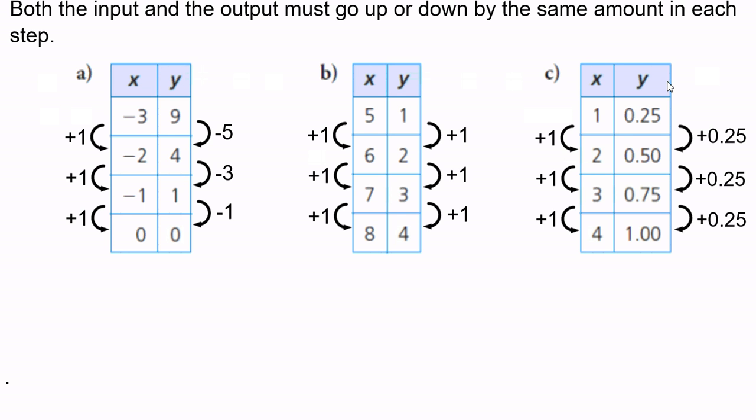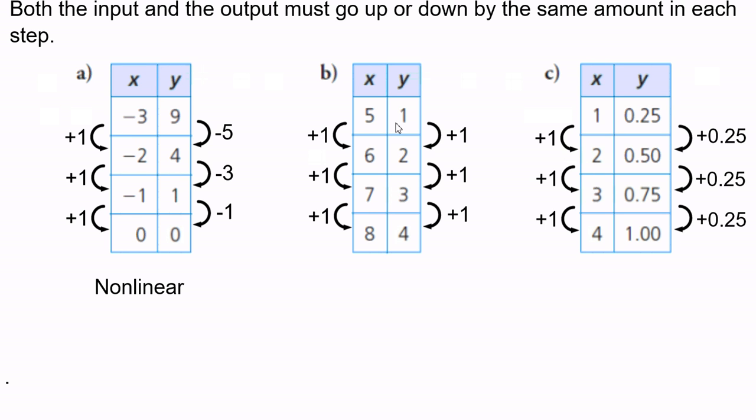When I look at these, I want to go back and look at the definition of a linear table. They go up or down by the same amount in each step. Well, our X column goes up by 1 every time, so those ones are good. So we need to look at the Y column. Now this one changes. I'm going to go down by 5, then by 3, then by 1. So it's going to change each time. Because this one changes each time, that means that this is a nonlinear table.